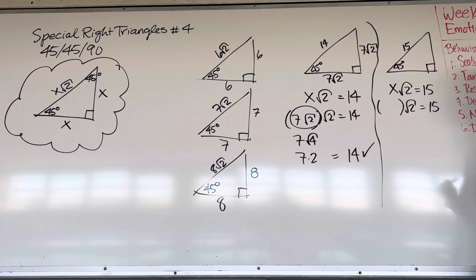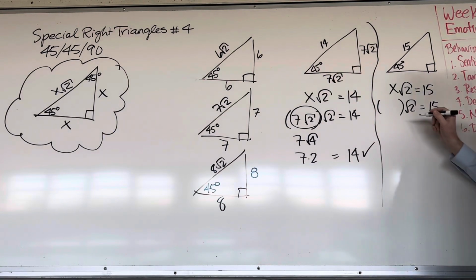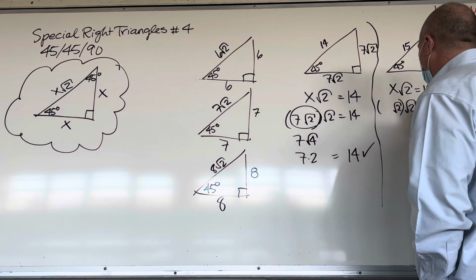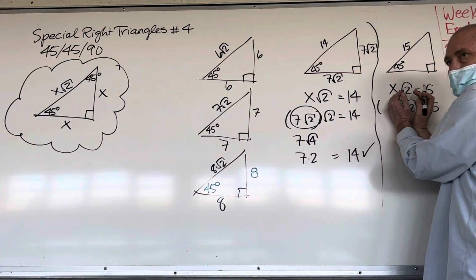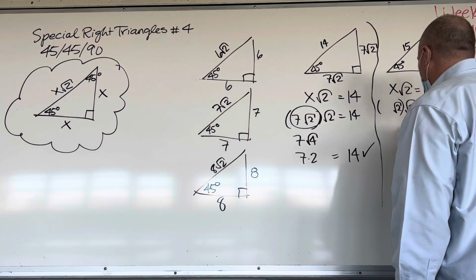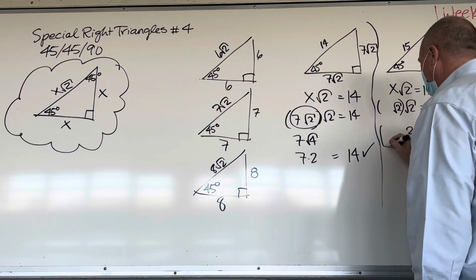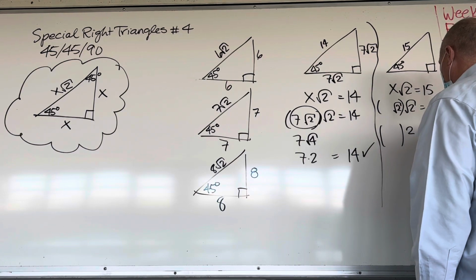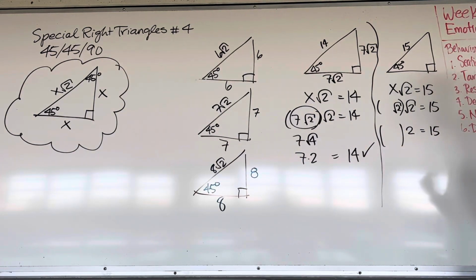I like the radical 2, because once we've got the radical 2 in there, this is going to become 2. And that solves the radical problem, right? So now we're multiplying something times 2 to get 15. 7 times 5.